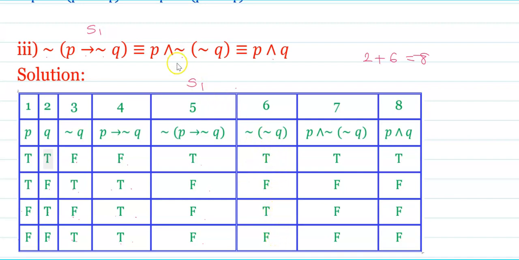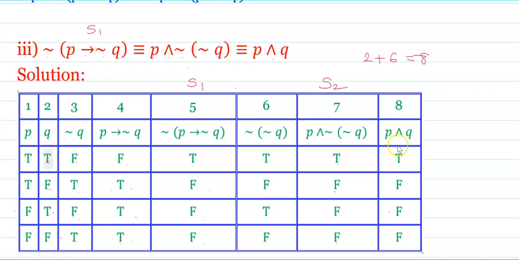Okay. Now we'll find out the and between the first and the sixth column, that is, the and between P and Q. T and T is T. T and F is F. F and T is F. F and F is F. And this is the second statement pattern. Now the third one, P and Q. T and T is T. T and F is F. F and T is F. F and F is F. And, both of them must be true, then it is true. Otherwise false.